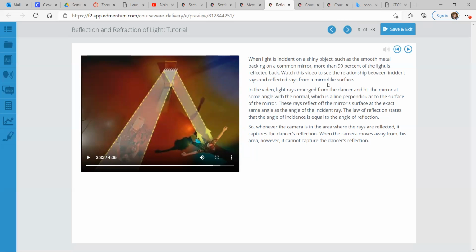So whenever the camera is in the area where the rays are reflected, it captures the dancer's reflection. When the camera moves away from this area, however, it cannot capture the dancer's reflection.